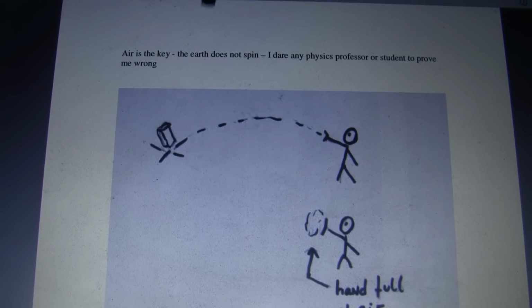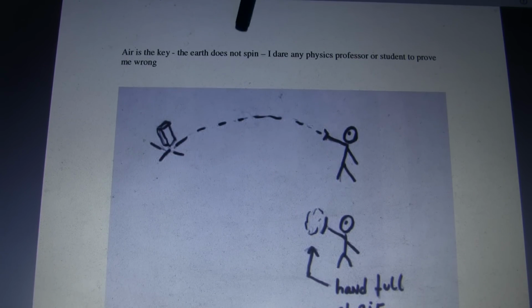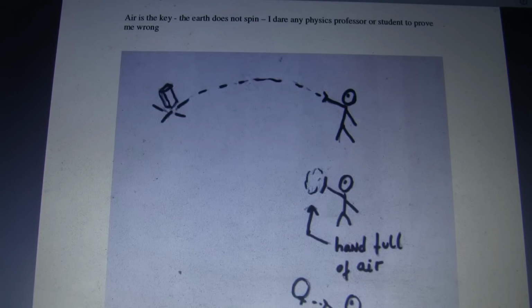Air is the key. Yes, another video about air, because it proves everything. The Earth does not spin. It's a fact. I dare any physics professor or student to prove me wrong. Impossible. Not because I'm so smart, it has nothing to do with me, but because of the facts and the truth.